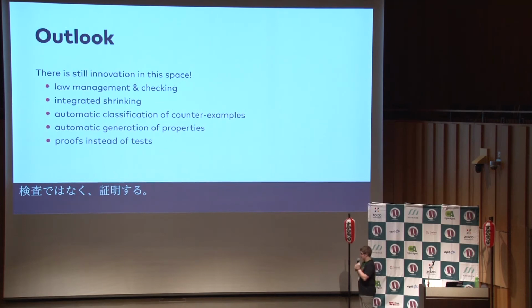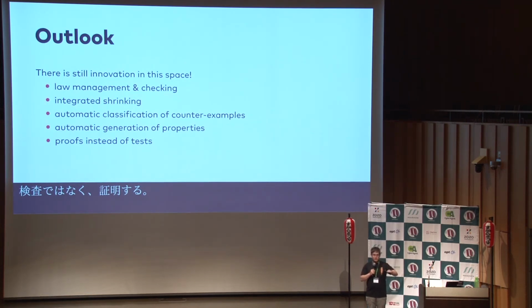Automatic generation of properties is also interesting because let's say you write a lot of code, but you don't have any tests, and you have no idea what you want to test. Then there are tools that will try to come up with things to test for you. So they will basically generate properties, test these properties, and then tell you which of these properties hold. So that's very interesting. And of course, there's always the next step to go.